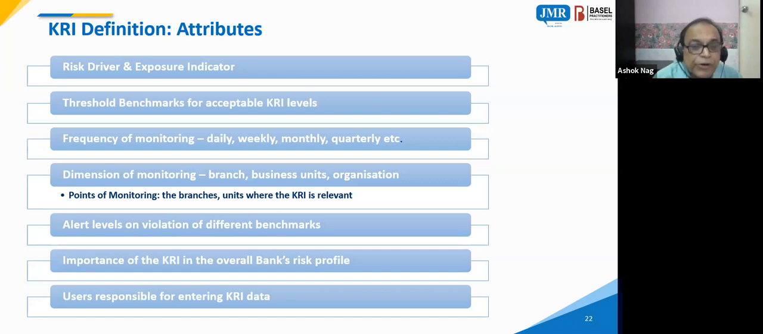Then the dimension of monitoring: what do you want to do? You may want branch level, or product level, or business line level. These are issues to be decided by the bank itself based on its business model, on where its business is concentrated, and where you are interested in controlling the occurrence of operational risk events. It's important. There are no fixed rules that can be given.